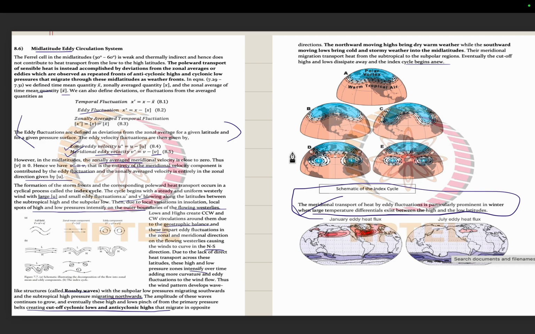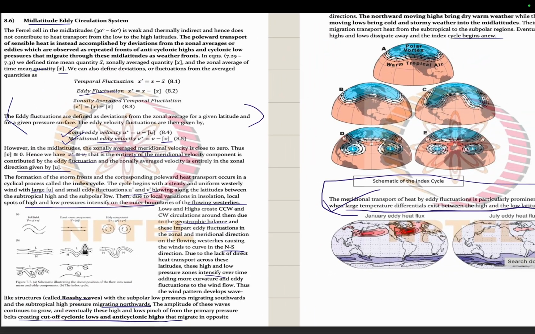This occurs due to eddy formation. The main reason for this is that the Ferrel cell is very weak and thermally indirect. It cannot directly transport heat from the 30° to 60° zone. So one index cycle forms, where the storm forms and the corresponding poleward heat transport occurs in a cyclic process.